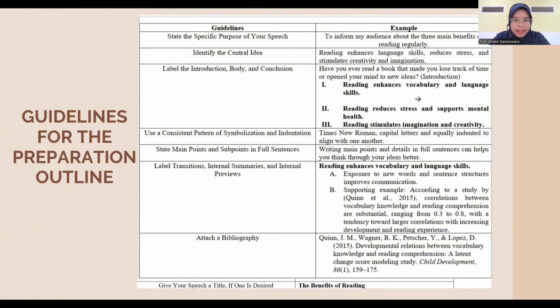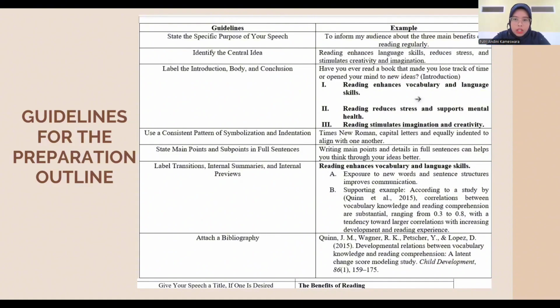Well, I'll identify the central idea after the outline, because this option is actually easier for me. The next point is to label the introduction, body, and conclusion. Labeling the parts of your speech can help you ensure you have clear information, such as the introduction and conclusion.